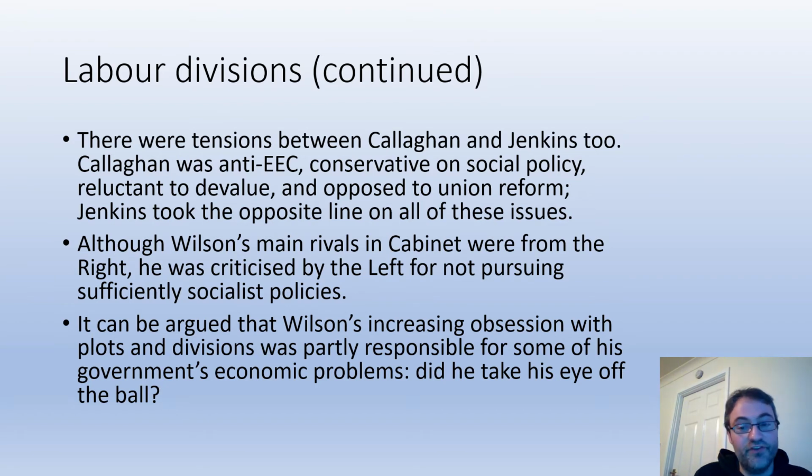On social policy, we know Jenkins takes a very liberal line. Callaghan, even more than Wilson, is pretty conservative with a small c on some of those issues around divorce and homosexuality, for example. On devaluation, Jenkins was pushing for it. Callaghan believed it would be a mistake. And as we've just seen on reforming the unions, on In Place of Strife, Jenkins was very pro.